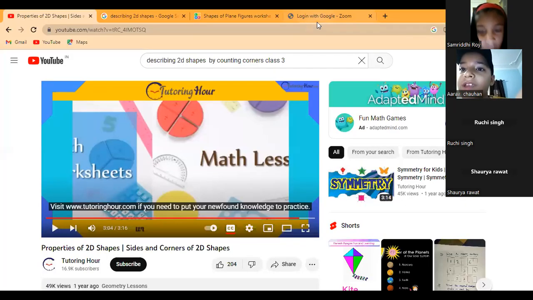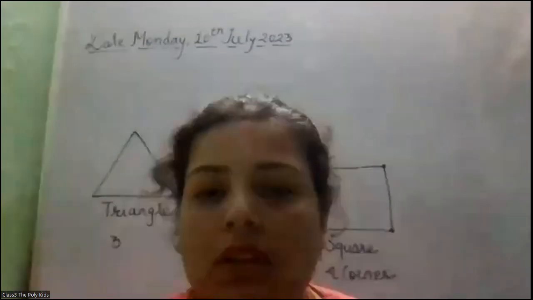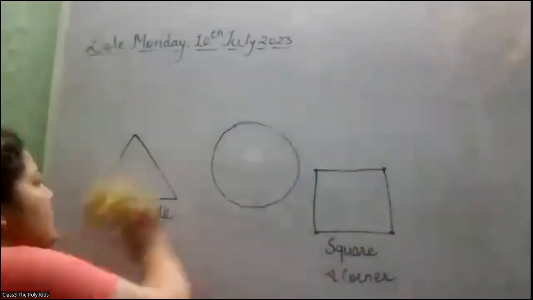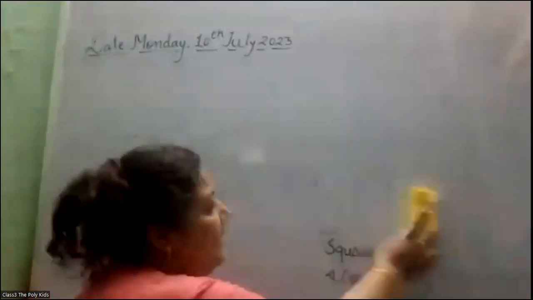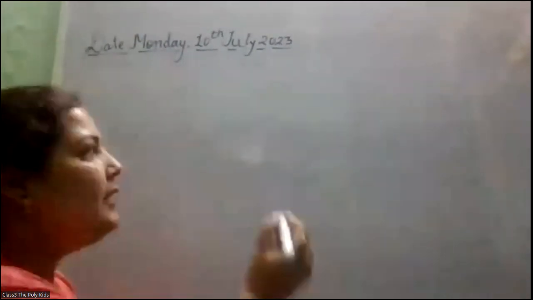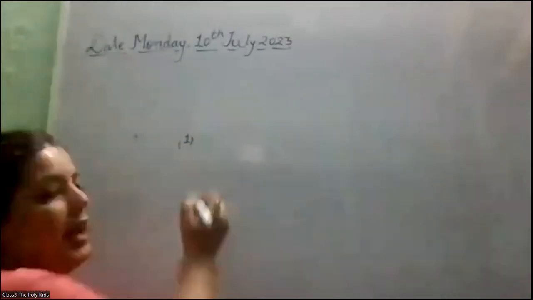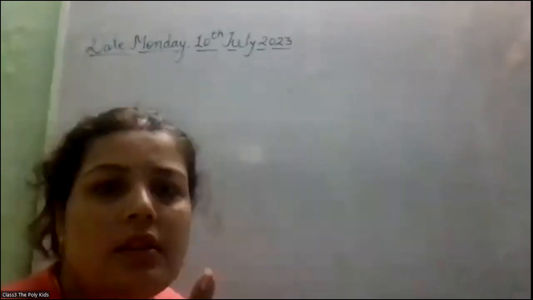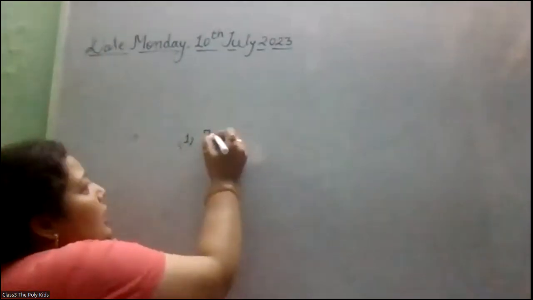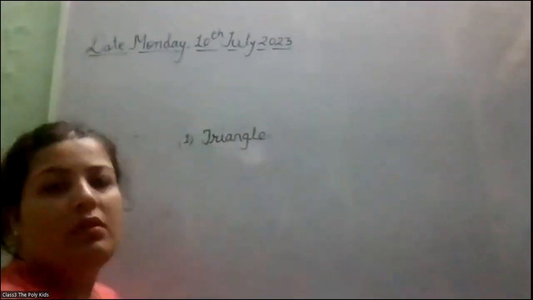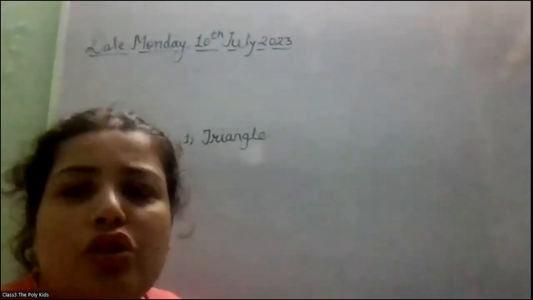So, how many shapes have you learned? Just tell me. First of all, tell me, Arav, how many shapes have you learned? Ma'am, 7. First is triangle. Very good. Okay, Shaurya.